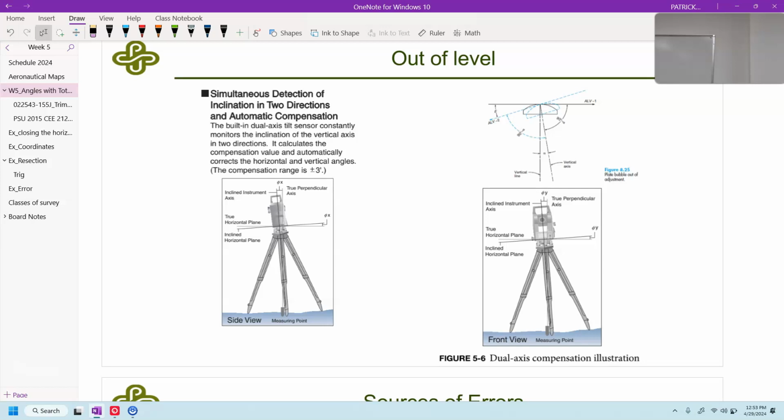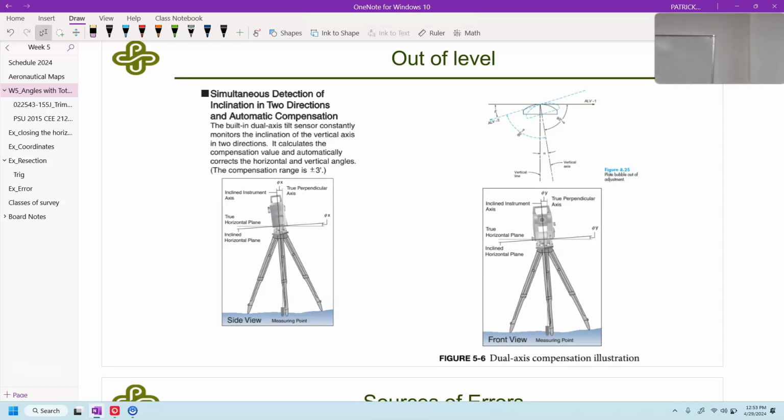But if you're not really close to level in the mid when you start, and let's say you're just on that borderline of that 3 minute compensation range, then that's where stepping and some slight settling can throw you out. Oh, you're only at that 3 minute compensation.